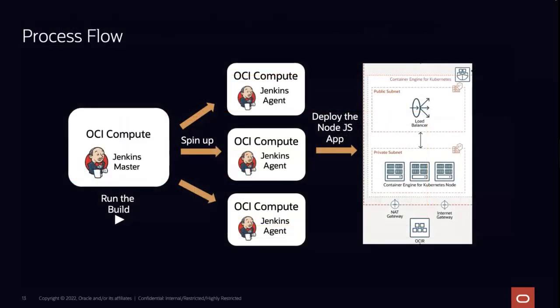And then what we're going to do is we are going to have the Jenkins master run the build, and it spins up different Jenkins agents. And this Jenkins agent is able to deploy your Node.js application onto the Kubernetes cluster. So indirectly, the Kubernetes cluster is accessing the image from the OCIR, that is Oracle Container Registry, and then we are exposing this application by using the load balancer. So we can dive into the demonstration.